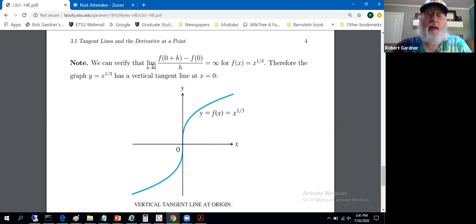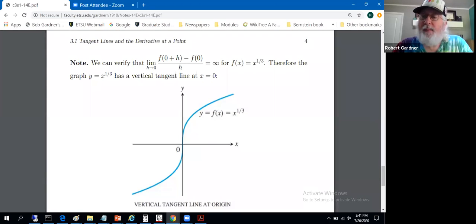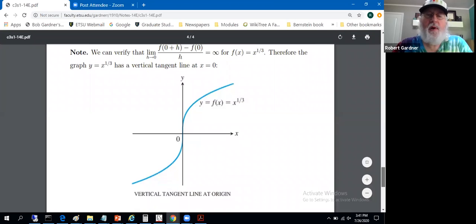You can verify algebraically, limit-wise, calculus-wise, that the limit as h approaches 0 of the difference quotient equals infinity for this function. Straightforward computation. Possibly it's an example in the book. Got this picture from somewhere. Or maybe it's an exercise. But you can confirm that this function has a vertical tangent at 0.